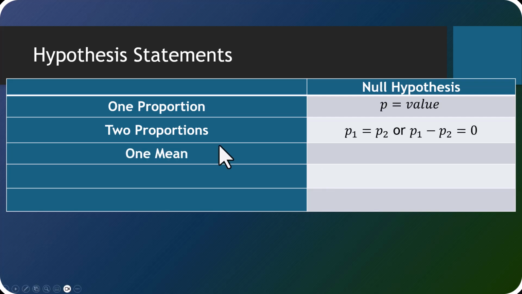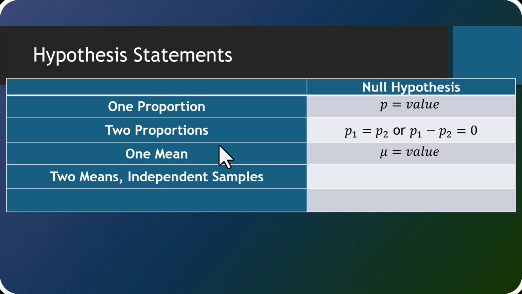Okay, so then if we have one mean, as we know from previous learning, the null hypothesis is that mu is equal to some value that we're given. Now what if we have two means with independent samples? What is our null hypothesis going to look like? If you want, you can pause this video and make a guess. Well, it's almost identical to two proportions, right? Except instead of P1 equals P2, we have mu1 equals mu2.